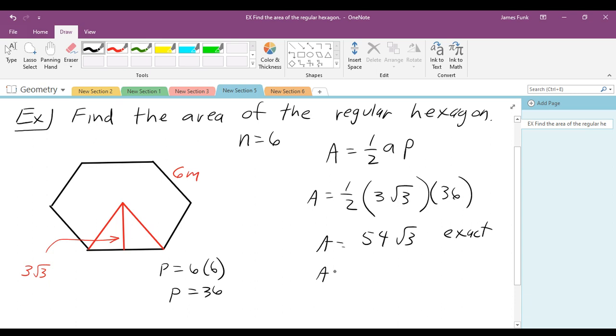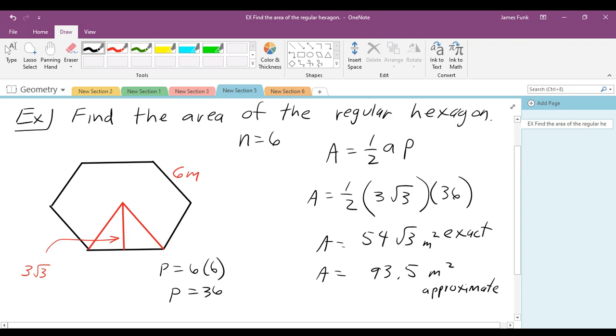So if you want an approximate answer, that's when you actually multiply that out, 54 times the square root of 3. So I'm going to take 54 times the square root of 3, and 93.5. Both of these, by the way, are areas, so these are going to be square meters. I should have written that on there. So this is actually an approximate answer. You would think that would be more accurate, but actually it's not. The answer with a radical in it is the exact answer, and that radical 3, when we do the calculations, is rounded off. So it's an approximate answer.